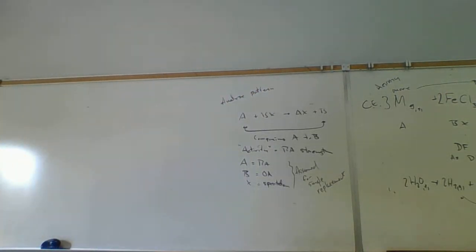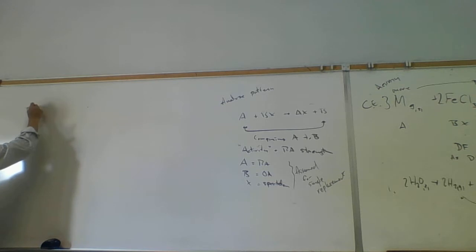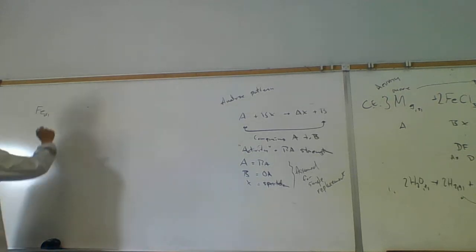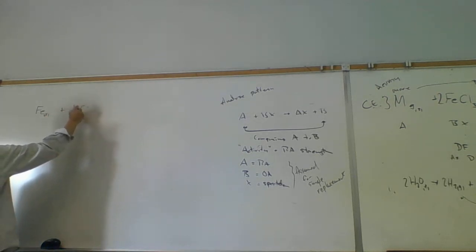Just mentioned about the balancing. Let's look at the next single replacement. An iron nail. So a nail is made up of iron, the element. So iron, the element, is just solid iron, is dropped into a solution of hydrochloric acid. Hydrochloric acid is HCl.